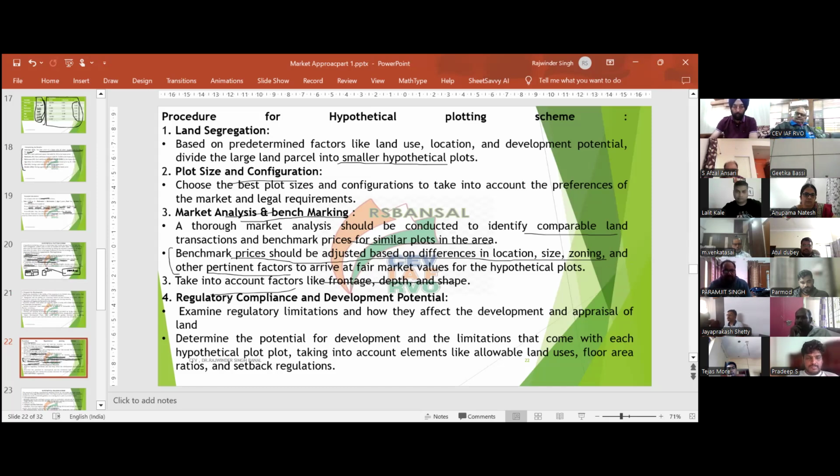Then, this is most important, regulatory compliance and development potential. You have to check what are the bylaws prevalent in that particular area. Accordingly you can do the plotting: what should be the floor area ratio, what should be the allowable land usage, what are the setback regulations, etc. That you have to keep in mind.